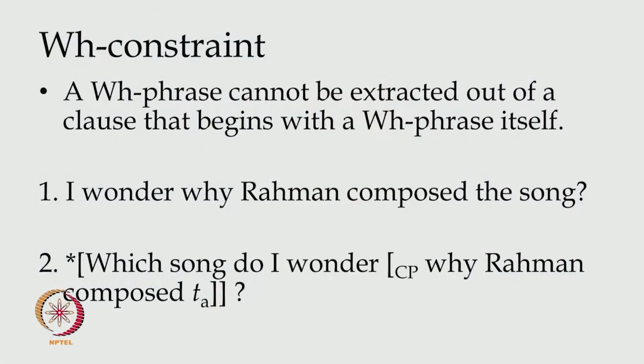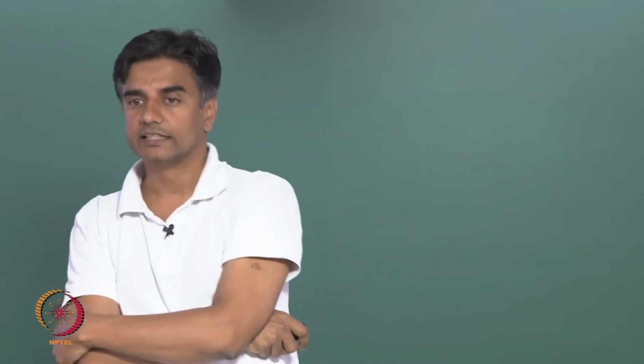So let's first look at WH constraints. What is it that we are saying? A WH phrase cannot be extracted out of a clause that begins with a WH phrase itself. Here is what we mean. Let me show you the expansion of that. Do you remember when we were talking about some of the lexical properties of verbs? We talked about the verb wonder. One of the features of the verb wonder was that this verb takes a WH clause, an interrogative sentence, as a complement, right?